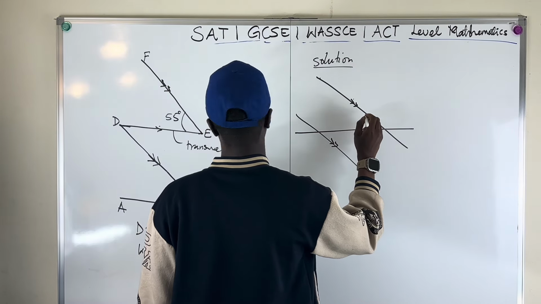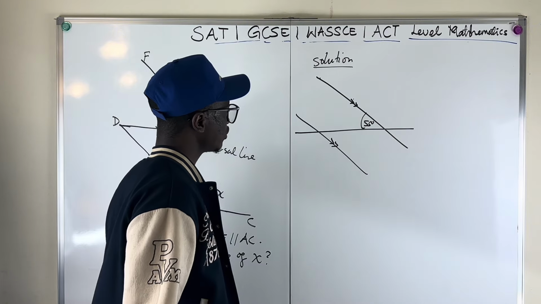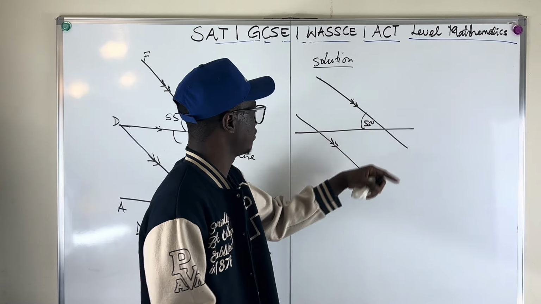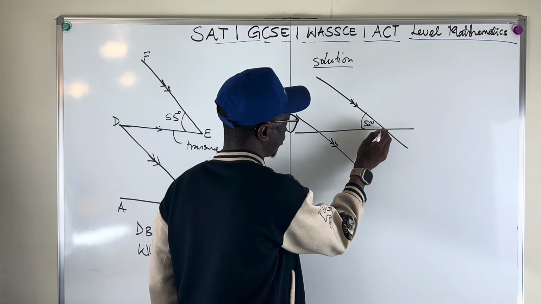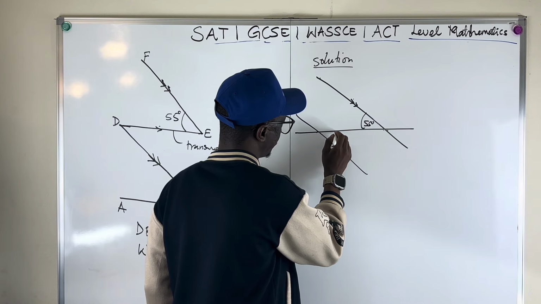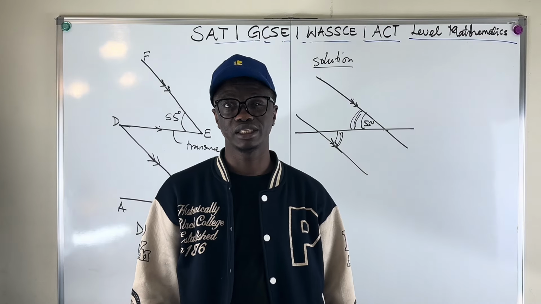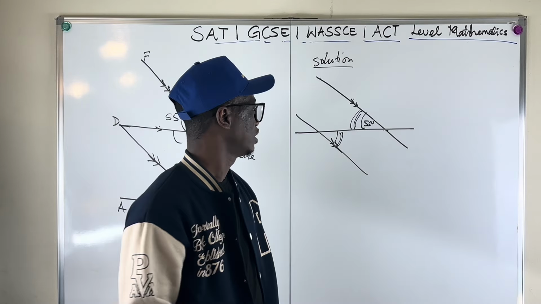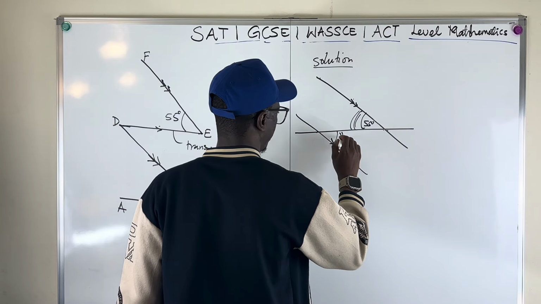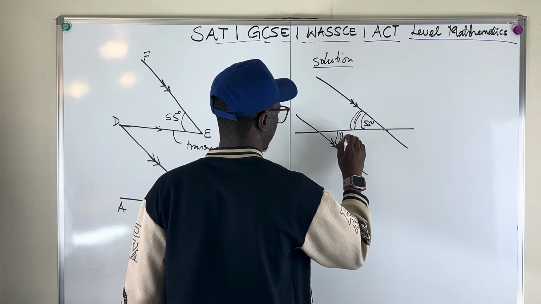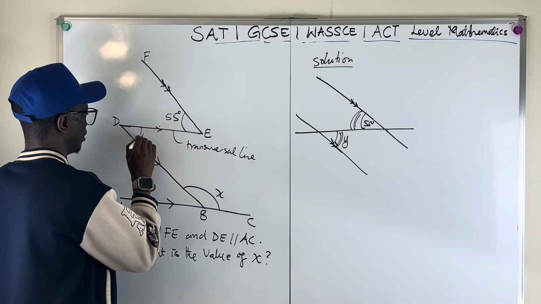Then this angle here is 55 degrees. So if this is 55, if these two lines are parallel, if you write like a Z shape, it means that this and this are alternate angles. So we can take a letter to be here. Let's say this is Y.